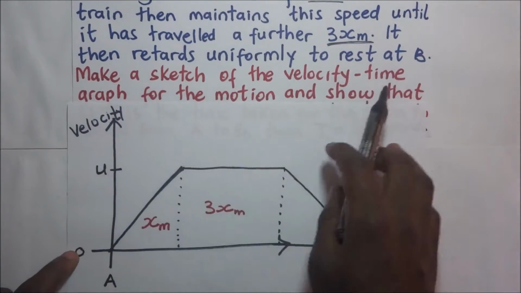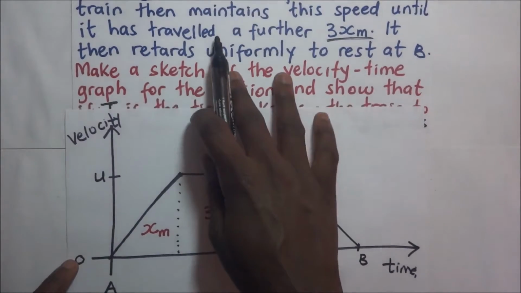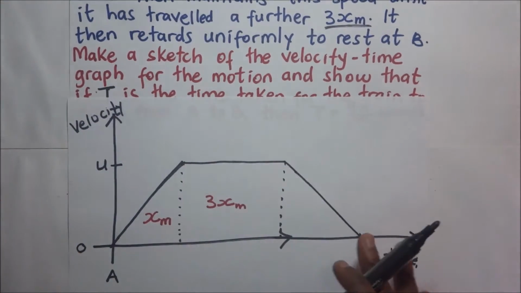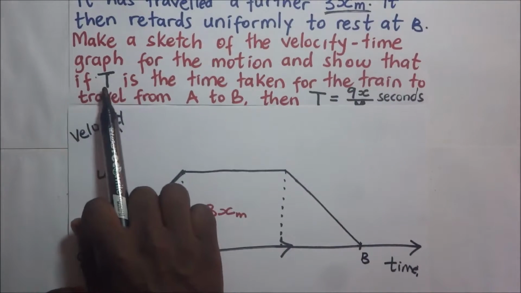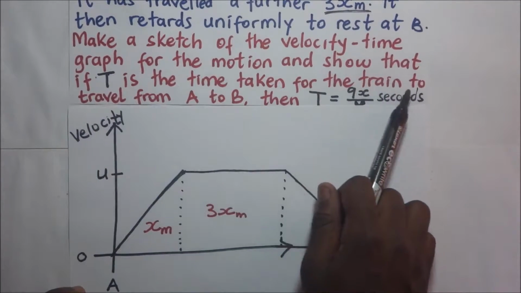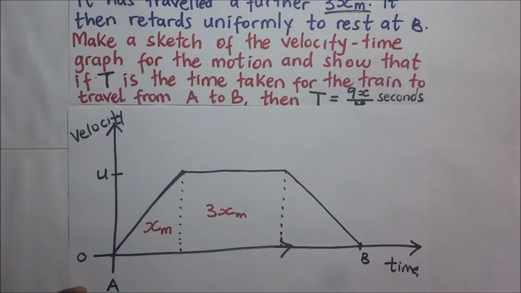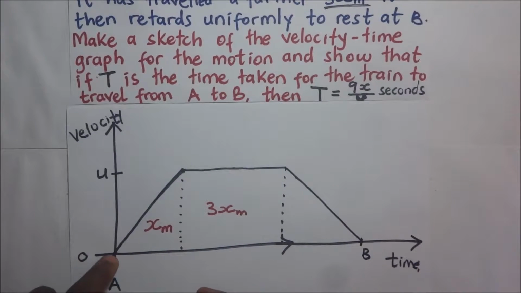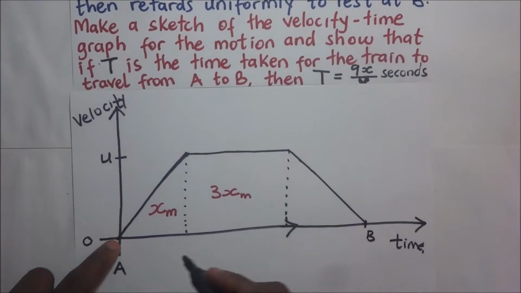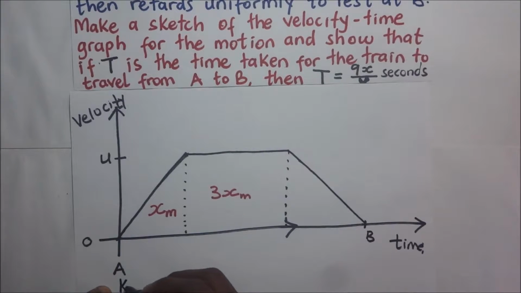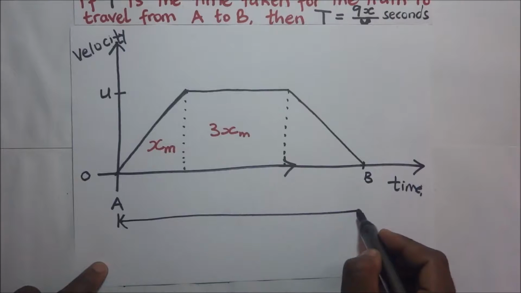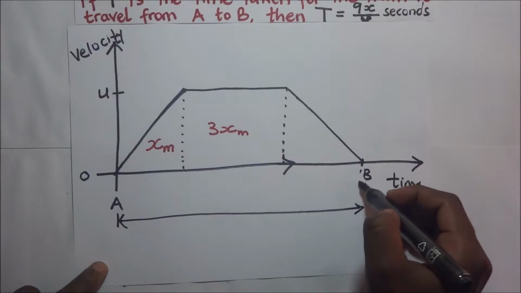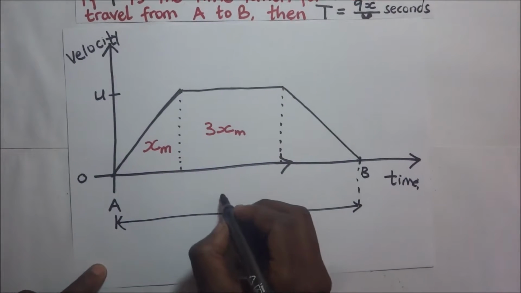So make a sketch of the velocity-time graph for the motion. We've already done that. This is the velocity-time graph representing the motion. And show that if capital T is the time taken for the train to travel from A to B, so this was where it started from, this is where it ended. So capital T is this right here. From here to here is capital T.